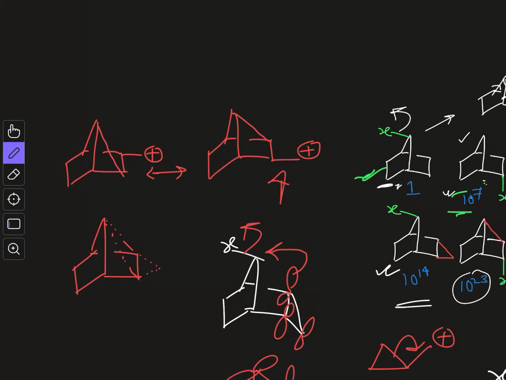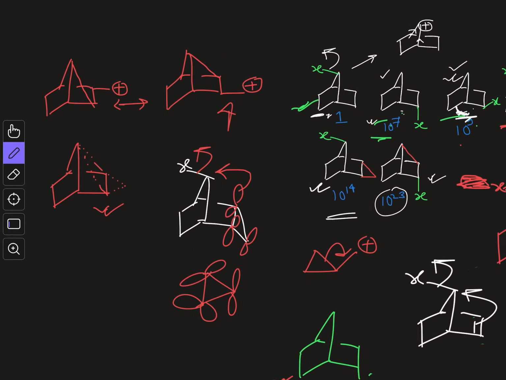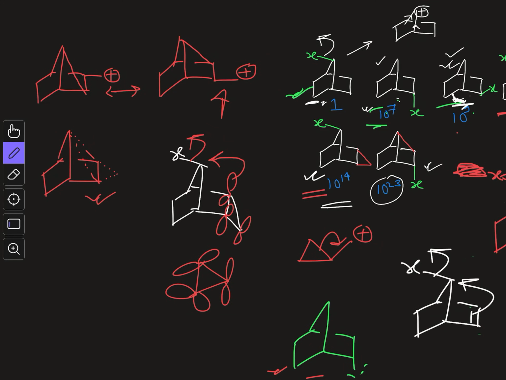Due to this neighboring group participation, this bridging non-classical structure, this carbocation is very much stabilized, and it shows higher rate for solvolysis reaction. So that's why the rate is 10 to the power 14. And for the last one, where the rate is 10 to the power 23, it is very much interesting.